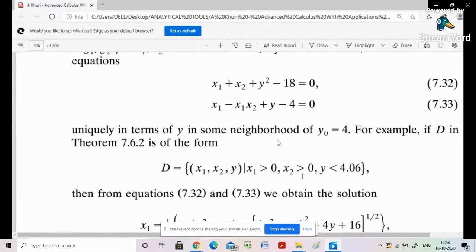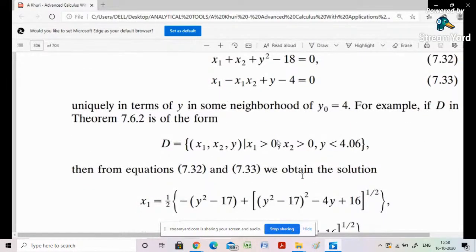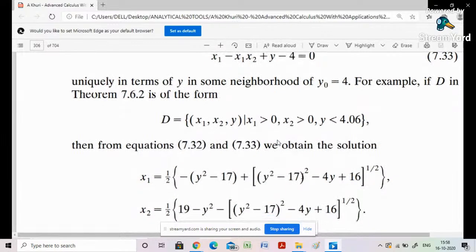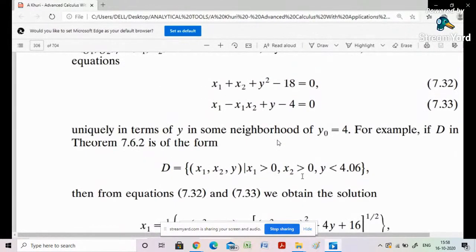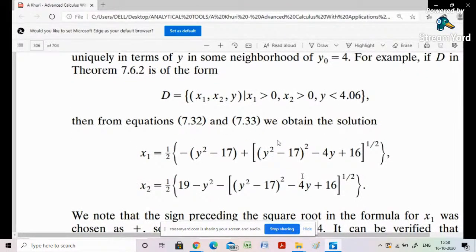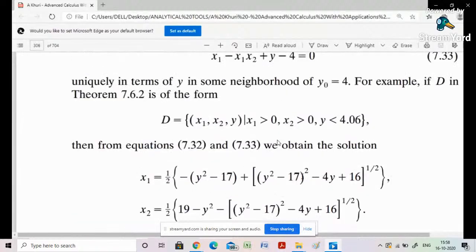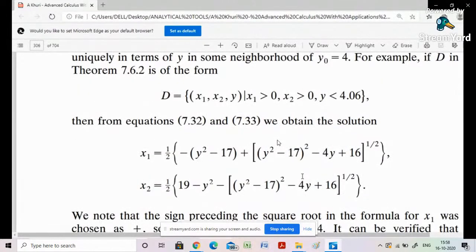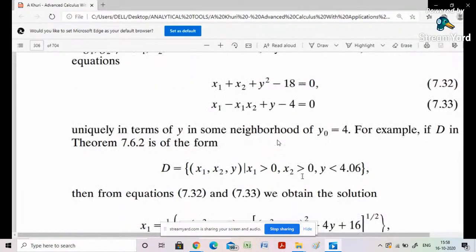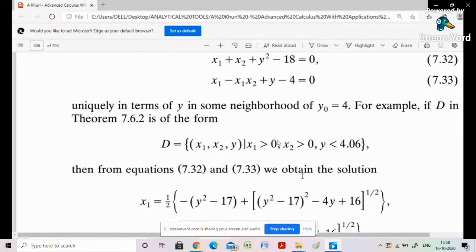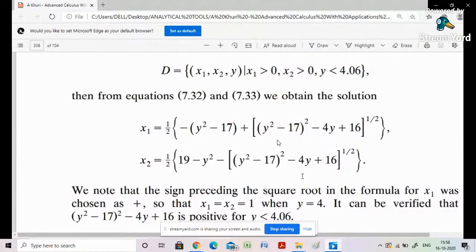uniquely in terms of y in some neighborhood of y not equal to 4. So we can manually compute the solution, and this will be like this: x1 in the left side, and y's in the right side; x2 in the left side, and y's in the right side. There is no difficulty involved. Just manually think about the rearrangement and solve this.